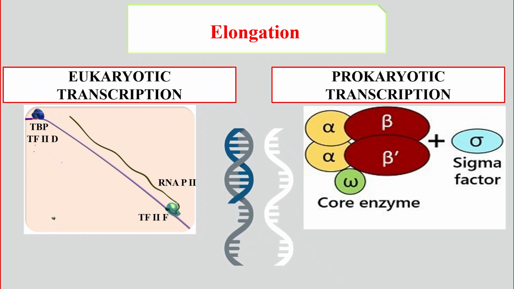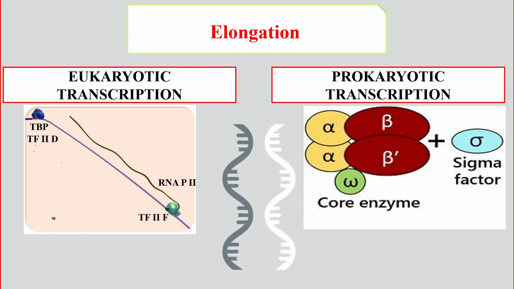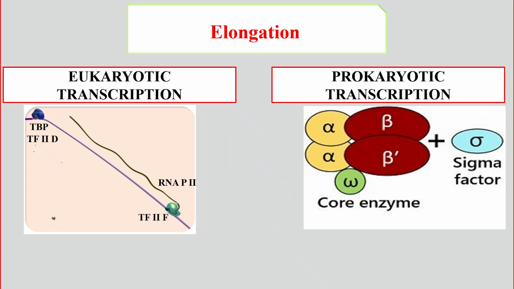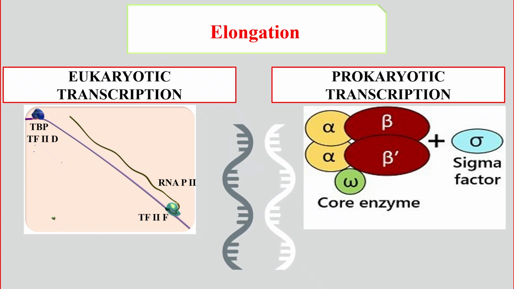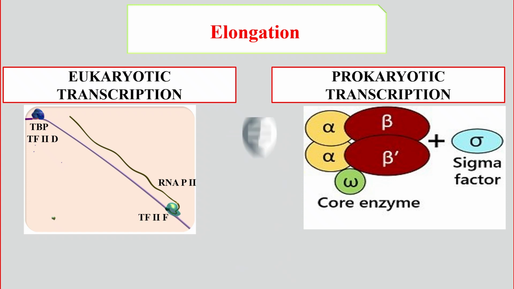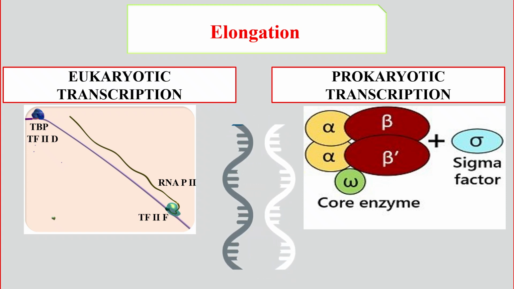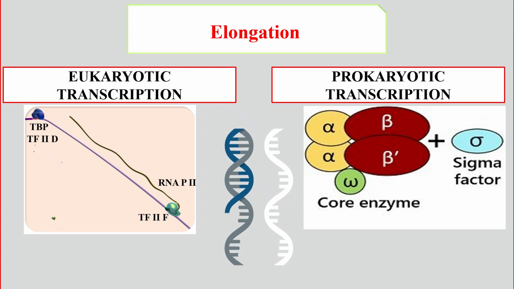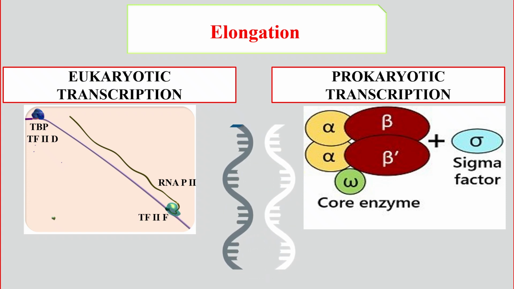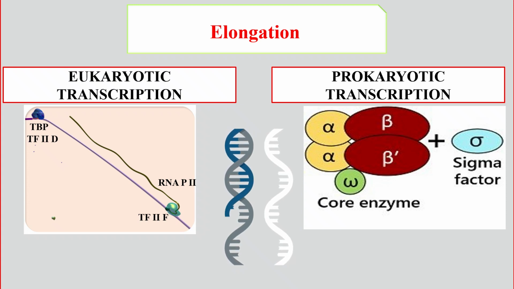As you can see here, transcription factor 2D, which has the TATA box binding protein, will keep on binding onto the promoter region, which contains the TATA box. It will keep on binding on this region, and the rest of the RNA polymerase will keep on synthesizing the RNA.